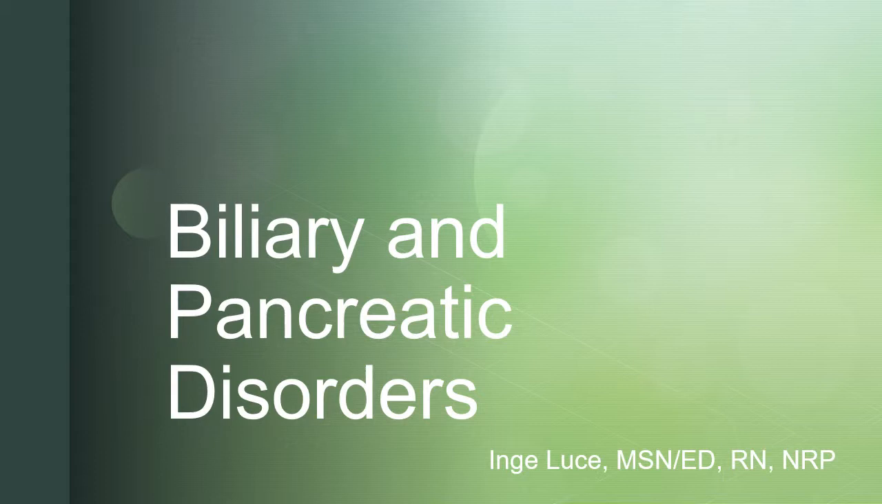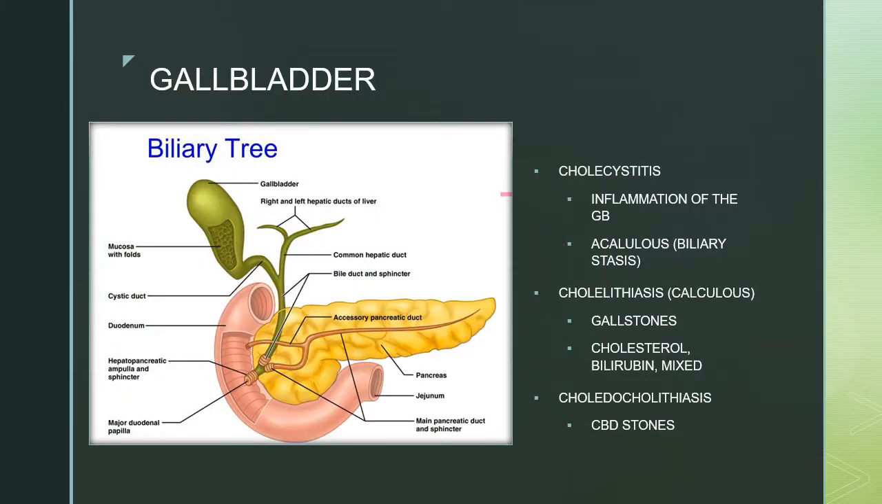Today we're going to talk about biliary and pancreatic disorders. Let's start by talking about the gallbladder. The gallbladder is actually just a bladder. It is a collecting sac that's connected to the liver, and the liver produces bile, which is then stored in the gallbladder. And when you eat, the gallbladder contracts and squeezes the bile down the common bile duct and out into the duodenum. It helps with digestion of food.